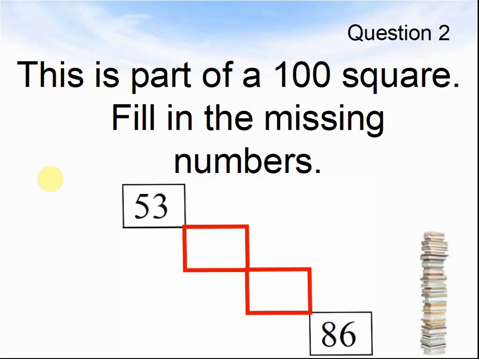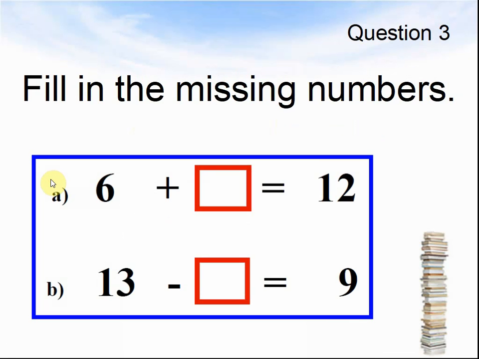Here comes question 3. Question 3. Fill in the missing numbers. A. 6 plus something equals 12. B. 13 take away something equals 9. Pause the video until you are ready for question 4.